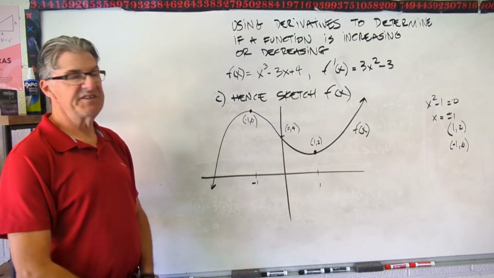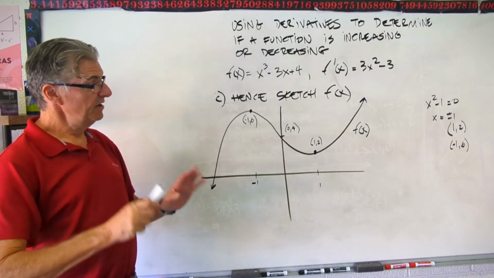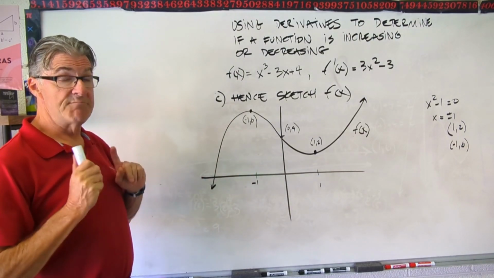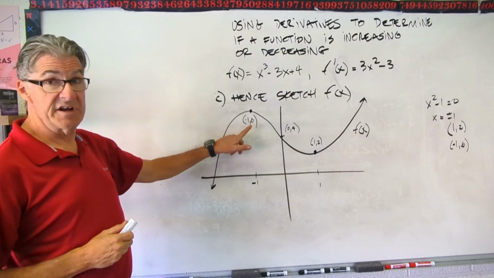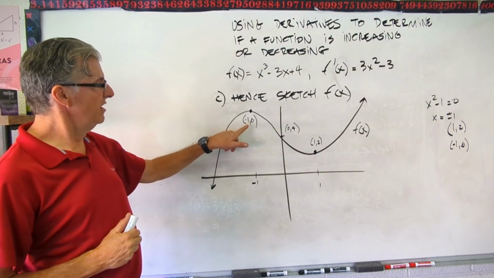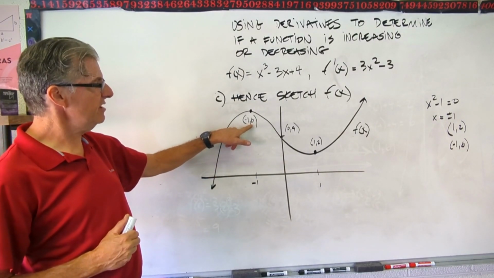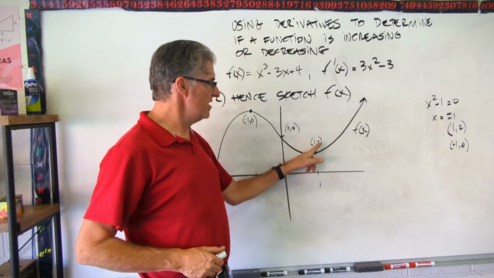Okay, here is my sketch of f of x. What I did is I grabbed my points. I have my turning points from one of the last few boards. The first turning point is (-1, 6), and the other turning point is (1, 2).